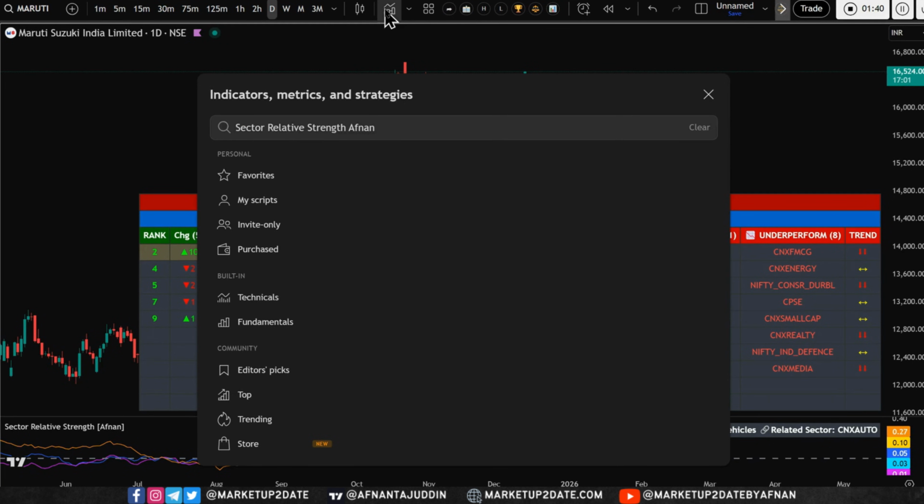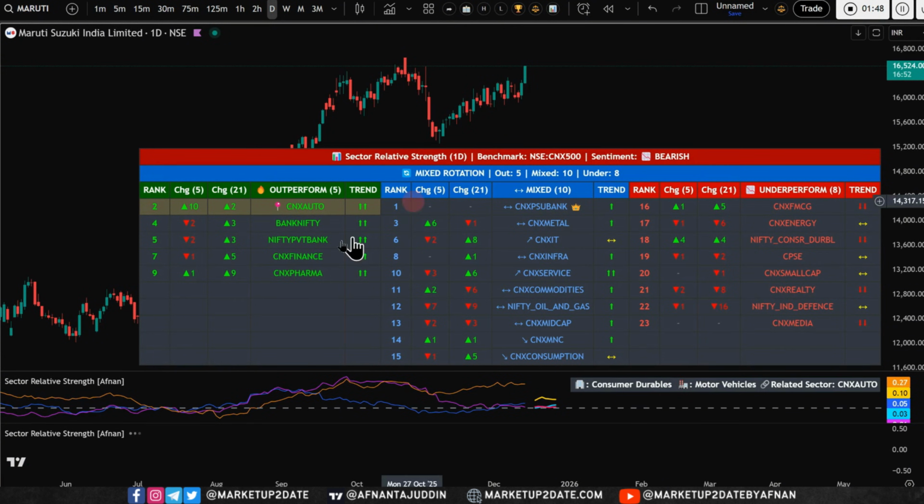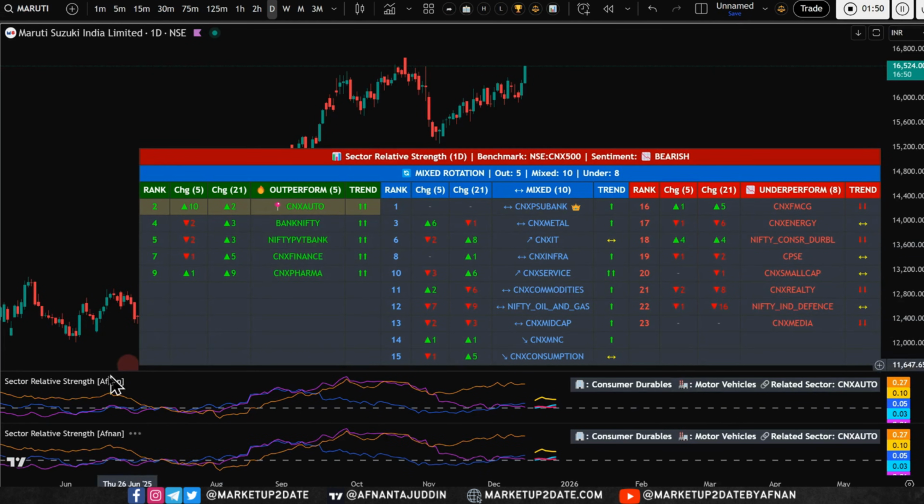To add the indicator to your chart, go to indicators and search Sector Relative Strength by Afnan, click on the star and add the indicator twice. Yes, twice. The first one shows the full ranking table. Use this when you want to scan the market and identify strong and weak sectors.